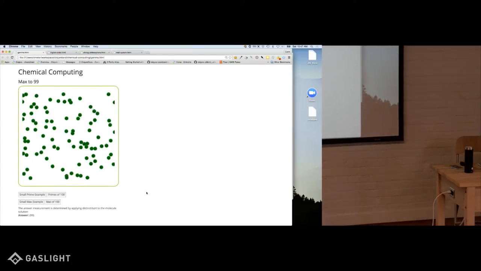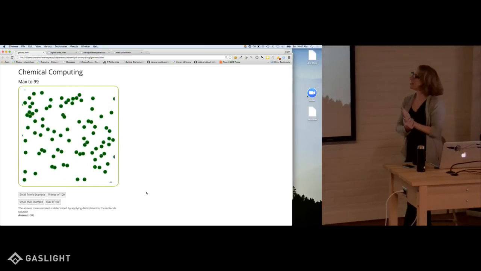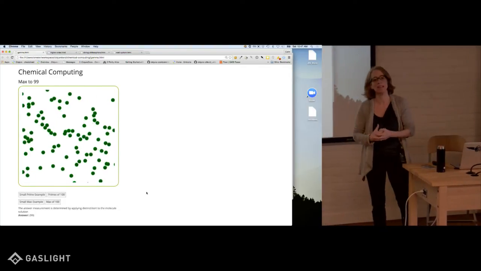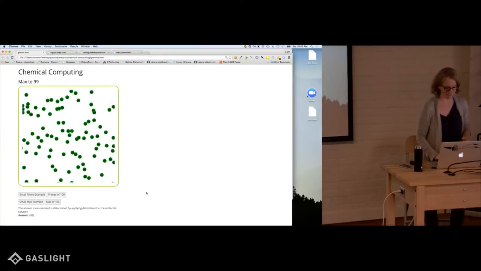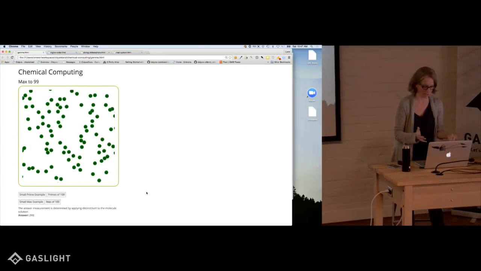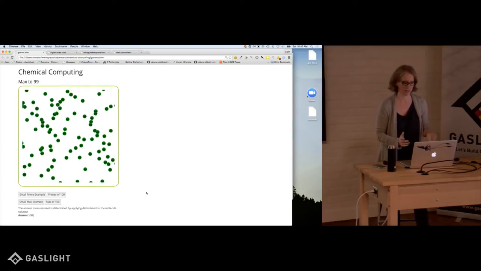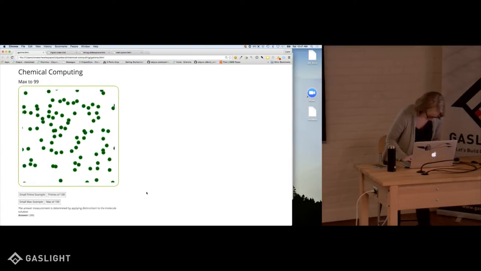Up to 99. So this is a kind of a cool and really interesting way to do computation. And when I first put this visualization together, I would just sit here and watch it all the time. I'd be like, let's calculate more stuff.